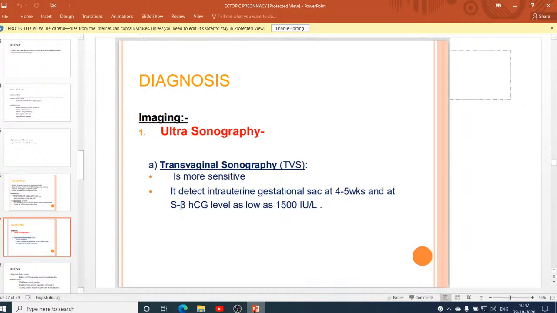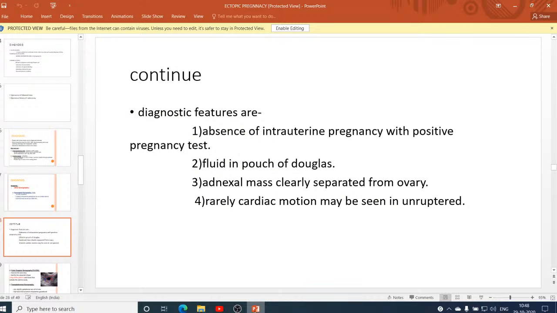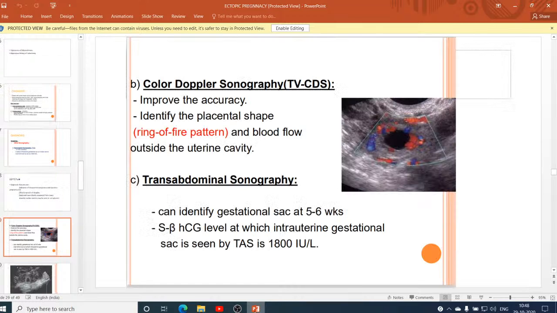That was blood investigation. Now we will further proceed to ultrasonography. It is divided into transvaginal and transabdominal. Transvaginal is more sensitive. It detects intrauterine gestational sac at 4 to 5 weeks and serum beta HCG level as low as 1500 international units per liter. Diagnostic features are absence of intrauterine pregnancy with positive pregnancy test, fluid in the pouch of Douglas, adnexal mass clearly separated from the ovary. Rarely, cardiac motion may be seen in unruptured.